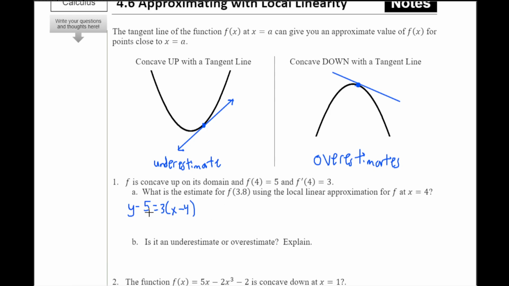And now we want to plug in the 3.8 because we want to approximate using the tangent line. So it's y minus 5 is equal to 3 times 3.8 minus 4. If you simplify this out a bit, y minus 5 is equal to 3 times negative 0.2. And 3 times negative 0.2 is negative 0.6, plus 5. And then we get y is equal to 4.4.